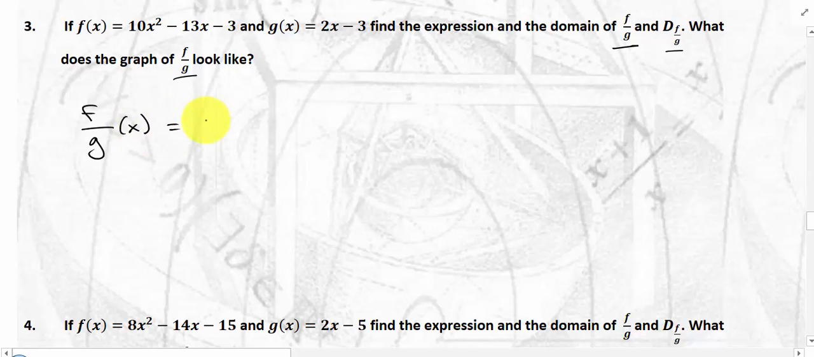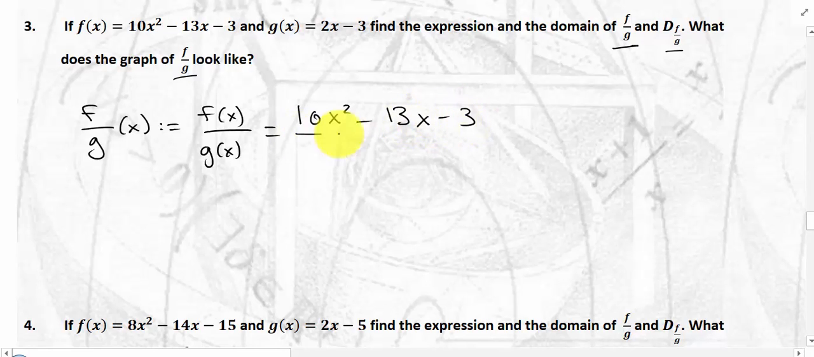Okay. Let's go over one example. Here we go, example 3. Find the expression, that means a rule of assignment, and the domain of f over g. And I'm also asking you, what does the graph of f over g look like? Okay, so f over g applied to x is f of x over g of x. This is the definition. So it is 10x squared minus 13x minus 3 over 2x minus 3.